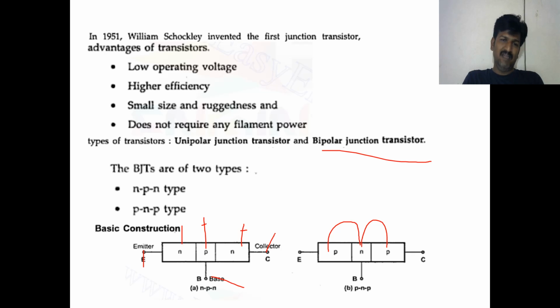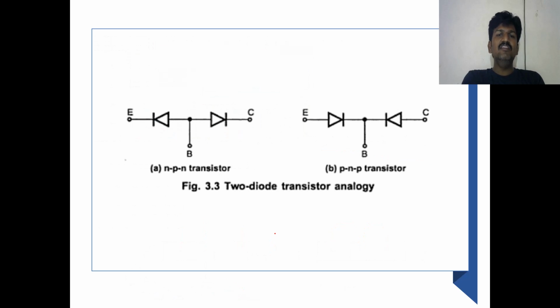One more point, in N material, the majority carriers are the electrons and minority carriers are the holes. In P material, majority carriers are the holes and minority carriers are the electrons. You have to understand this. This is the two-diode transistor analogy, NPN transistor, PNP transistor.